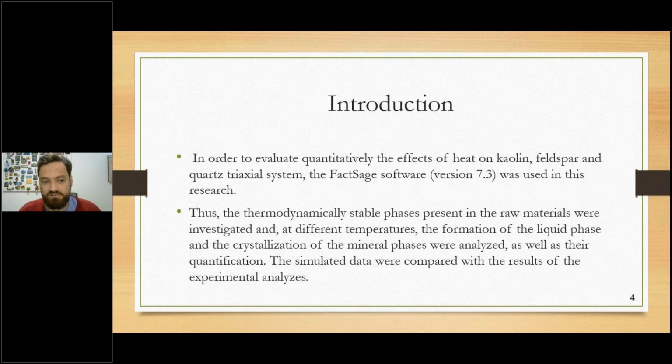In order to evaluate quantitatively the effects of heat on the kaolin, feldspar, and quartz triaxial system, the FactSage software, version 7.3, was used in this research. The thermodynamically stable phases present in the raw materials were investigated and, at different temperatures, the formation of the liquid phase and the crystallization of the mineral phases were analyzed, as well as their quantification. The simulated data were compared with the results of the experimental analysis.